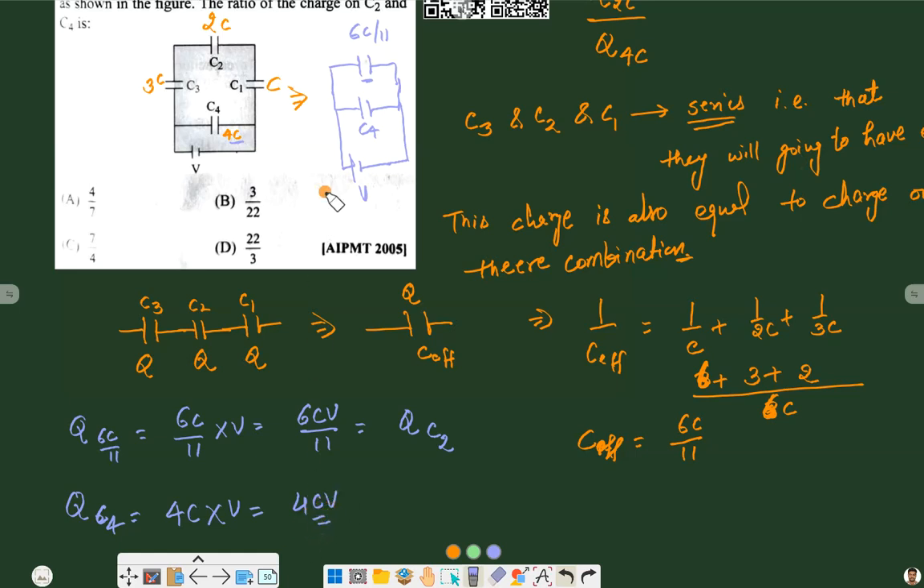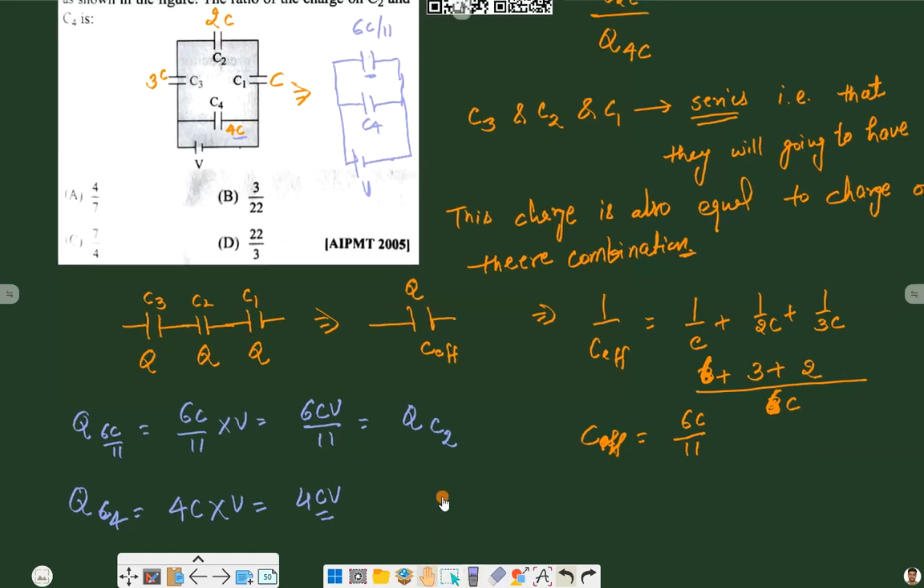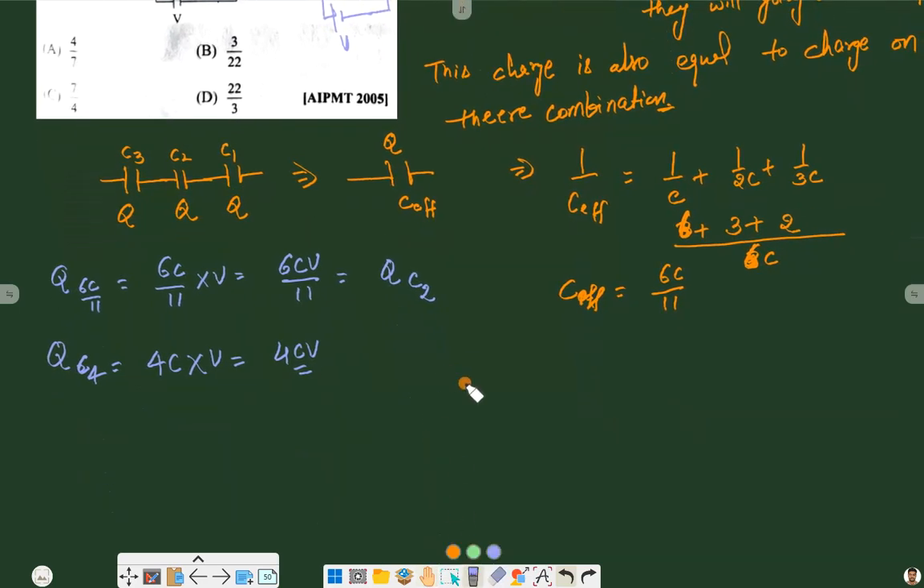Now we have to find the ratio of charge on QC2 to QC4. So QC2 divided by QC4. QC2 is equal to the charge of Q effective, which is 6CV by 11, and the charge of QC4 is 4CV. So CV gets cancelled. Here we have 3, here we have 2. So we get 3 by 22 as the ratio.